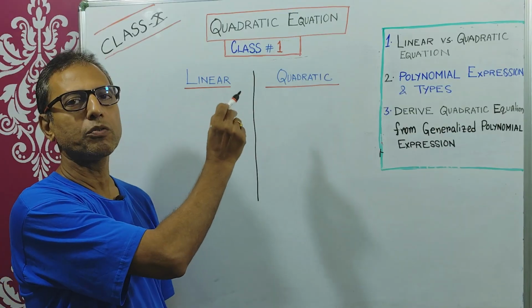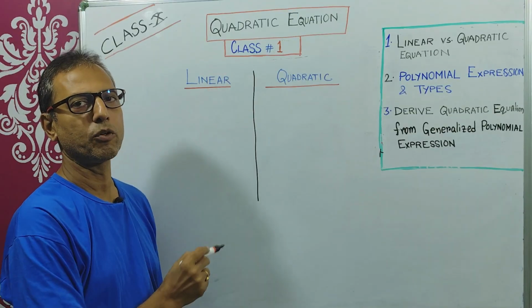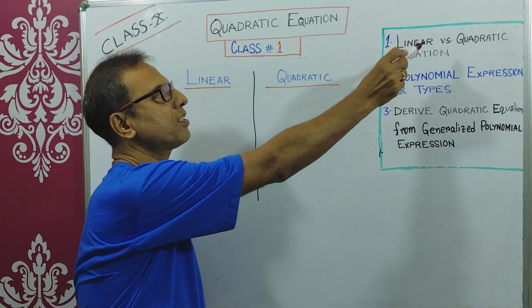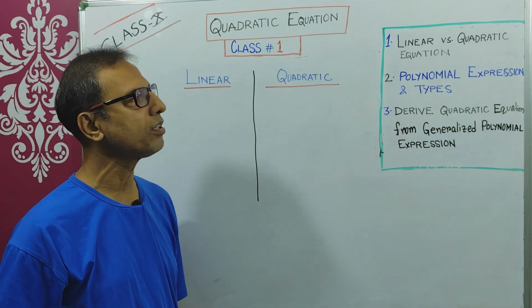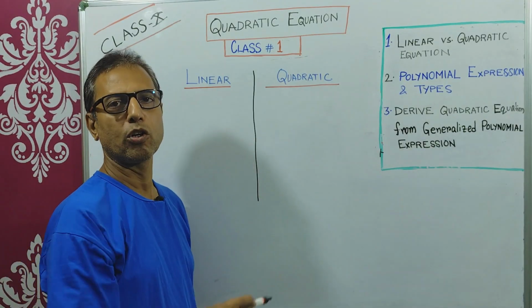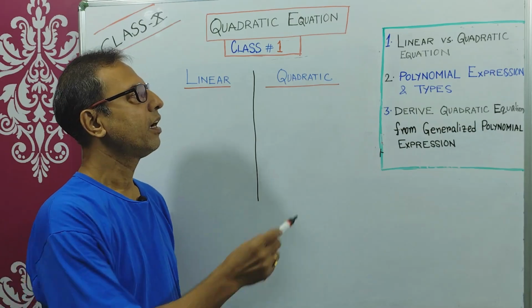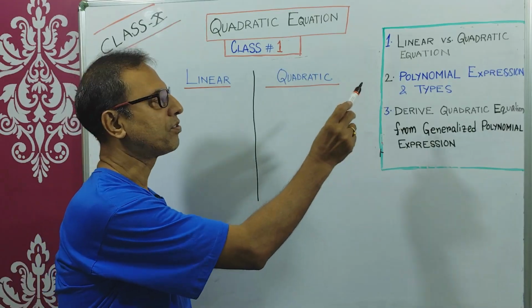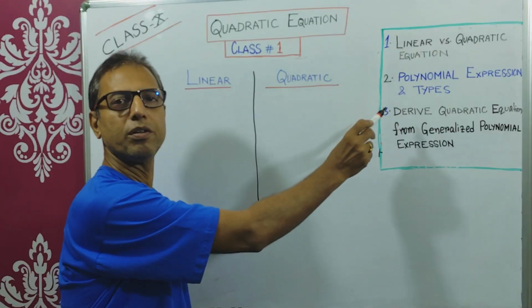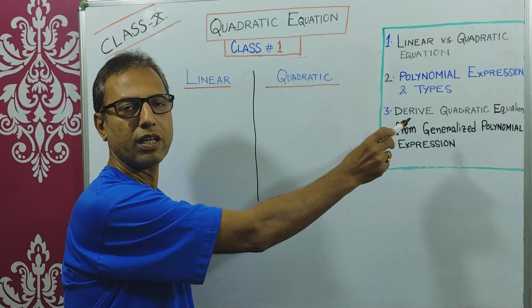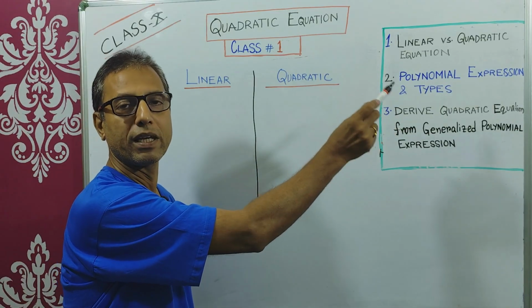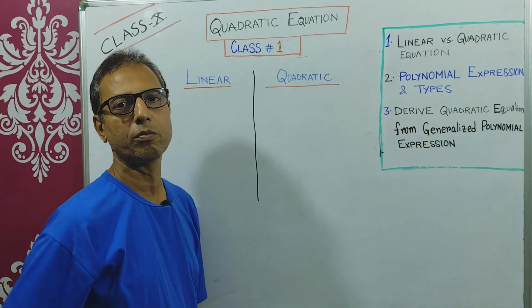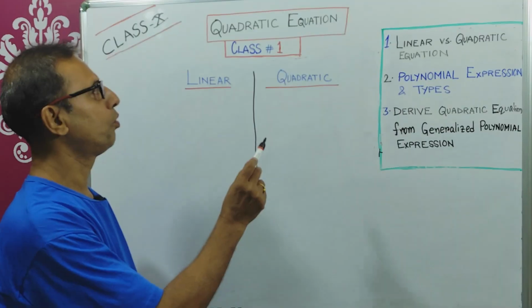In the first class that I am going to cover today, the first chapter is linear equation. By this time you already know the difference between linear and quadratic equation. Then I will explain polynomial expression, which you probably know, and the different types of polynomial expression. And then from the generalized polynomial expression we will derive linear equation, quadratic equation, cubic equation, all this kind of equation. Okay, so let's start.